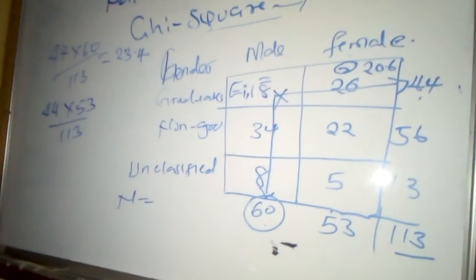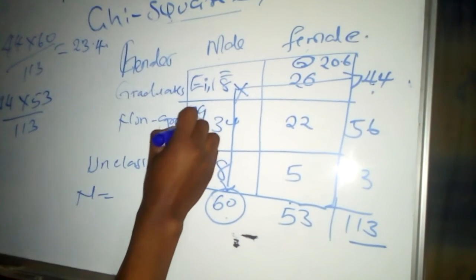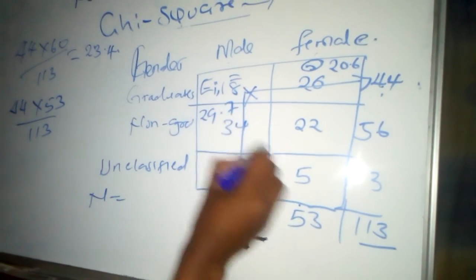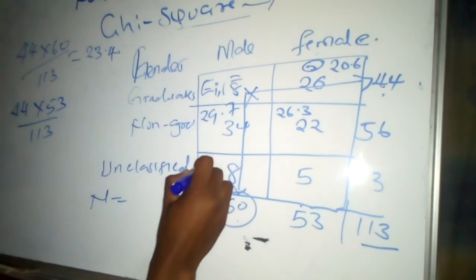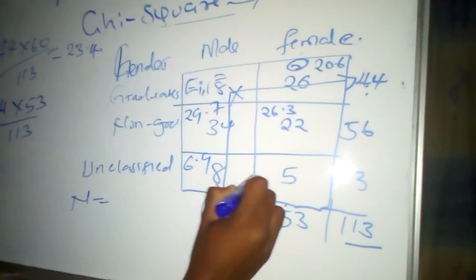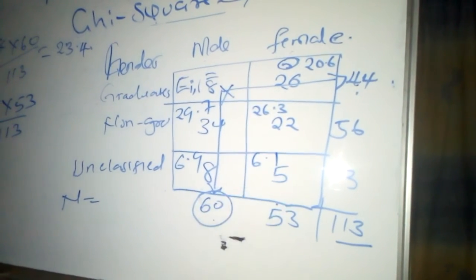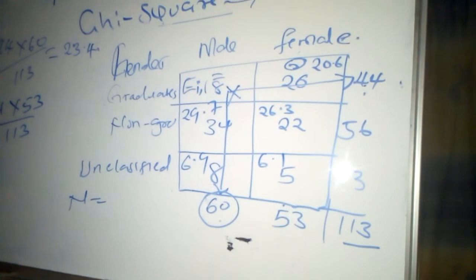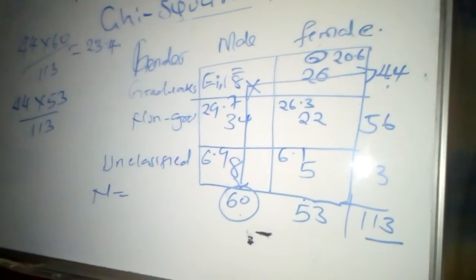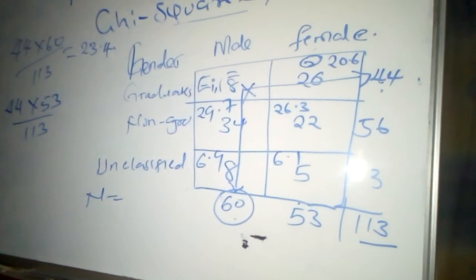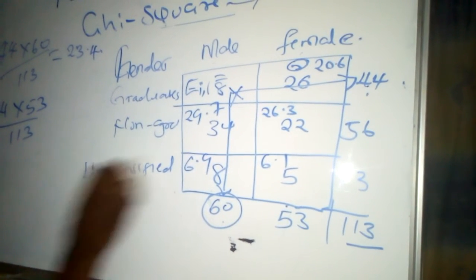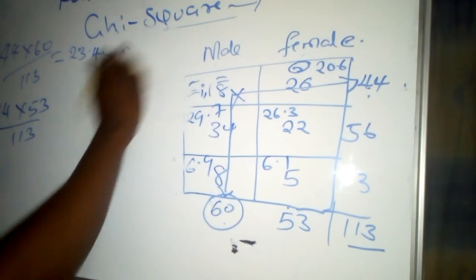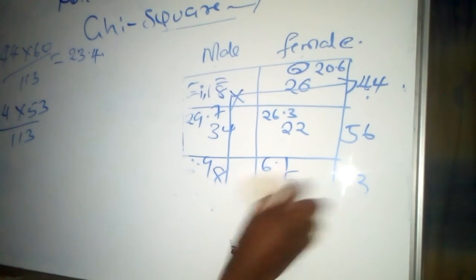When you continue calculating, you realize that you have 29.7, 26.3, 6.9, and 6.1. Those are the expected marginals. Let us now try to test our hypothesis.